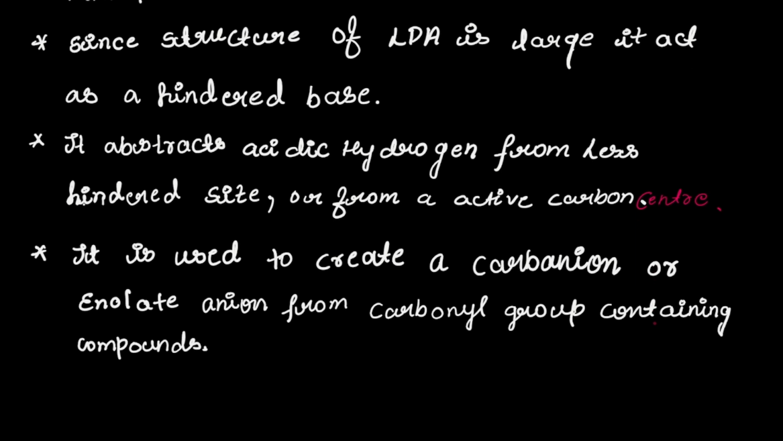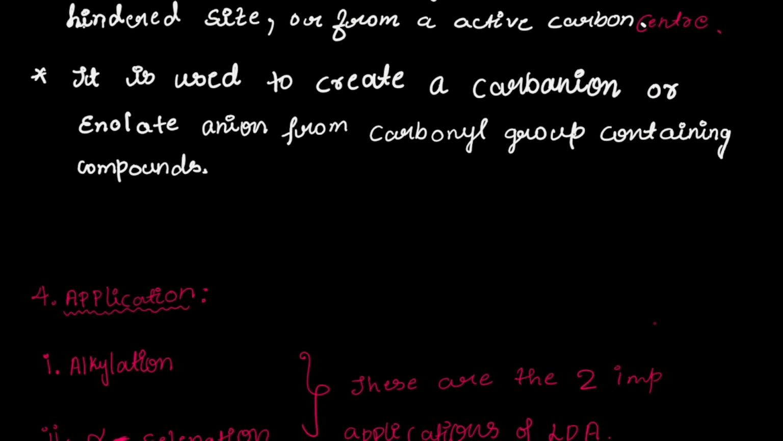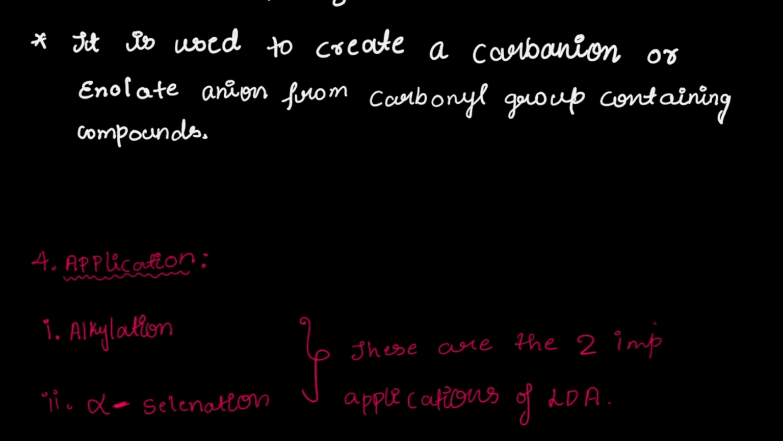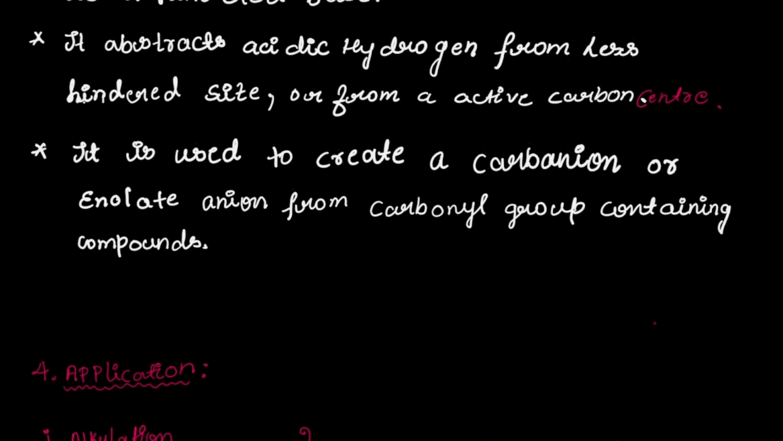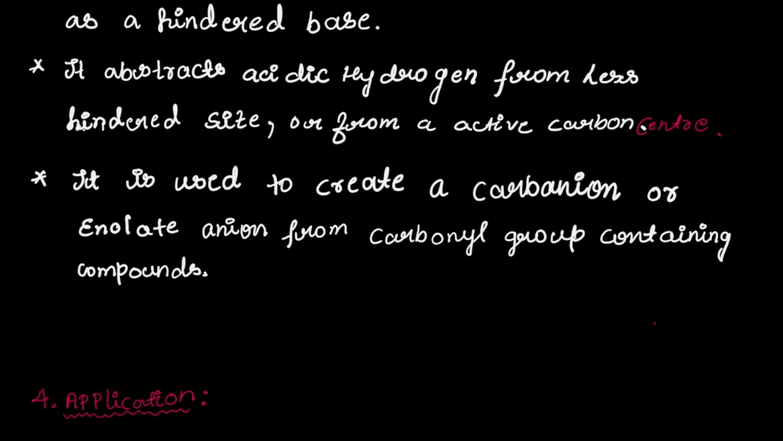The next property of LDA is that it is used to create a carbanion or enolate anion from carbonyl group containing compounds. So using LDA we can create intermediates like a carbanion, or we can also create an enolate anion from compounds which have a carbonyl group.